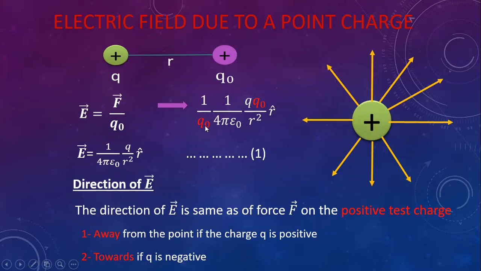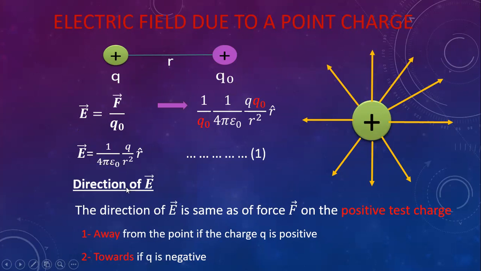Here we can see there is Q naught in the numerator and Q naught in the denominator, so they will be cancelled. So we will find that the electric field, which is also a vector quantity, will be equal to 1 over 4 pi epsilon naught Q over R square. This Q is the magnitude of that charge. This expression will give us the electric field that a static charge Q sets up in its surrounding. This gives us its magnitude.